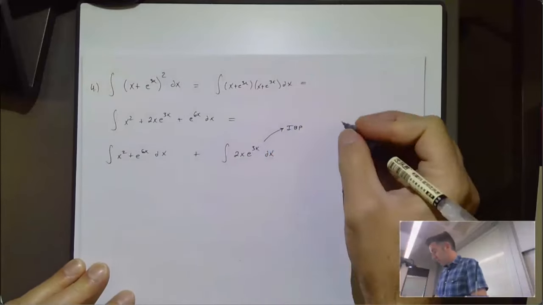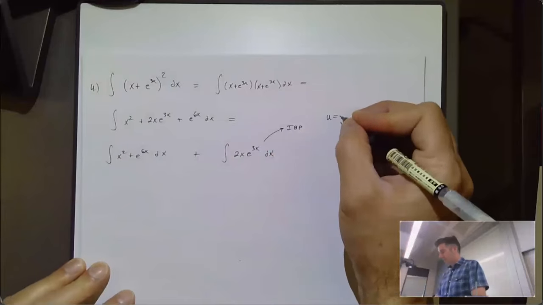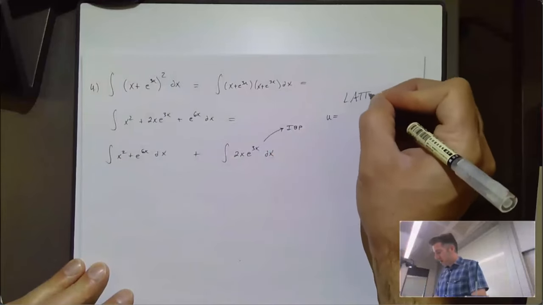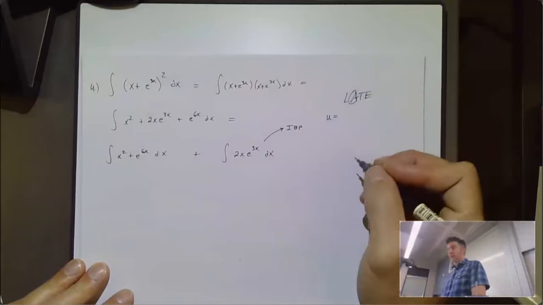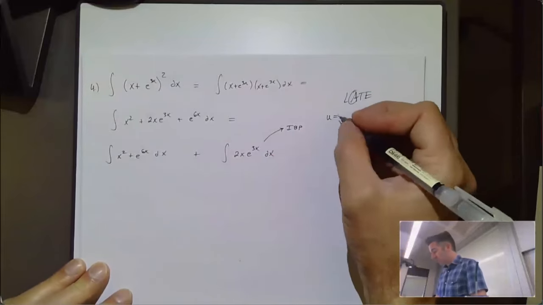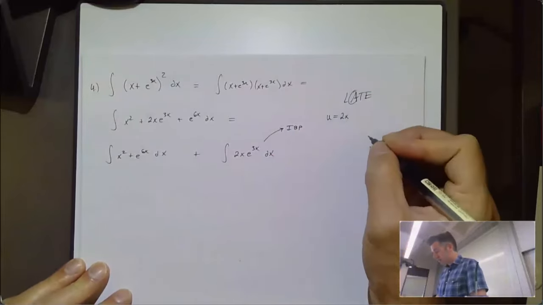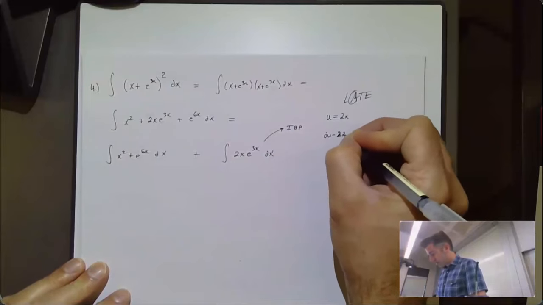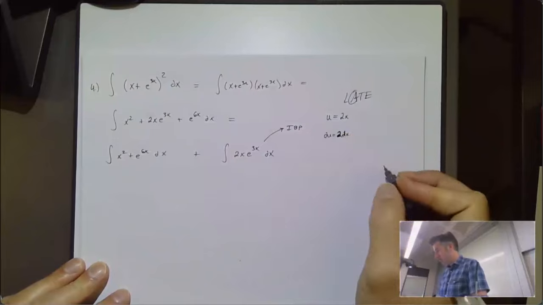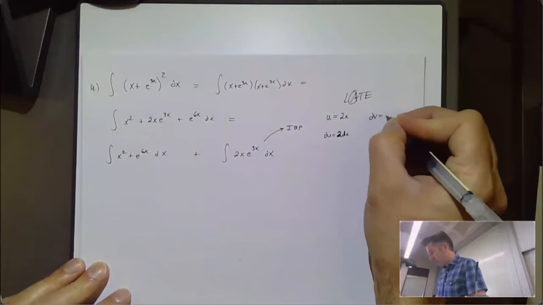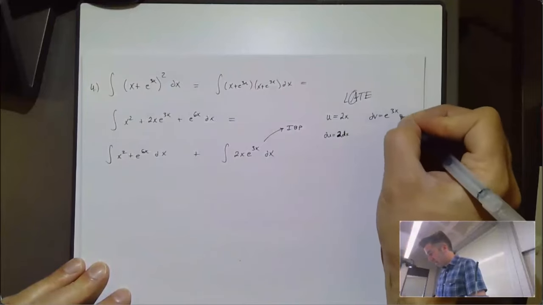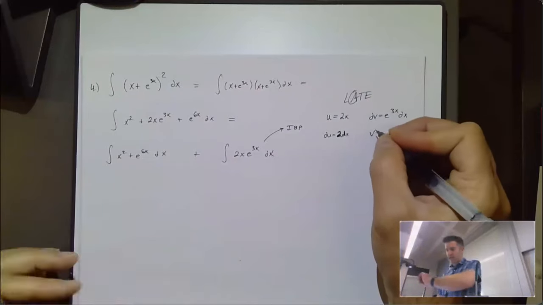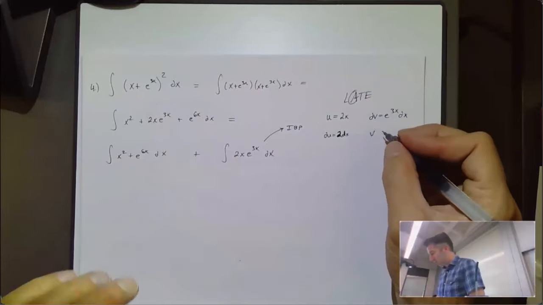So let's see. I'm going to let u equal, let's see, LATE. I don't have a log, so I'm going to let u equal the algebraic, or any power of x. So I'm going to let u equal 2x. My du is 2 dx. The 2, believe it or not. My dv is the rest. It's e to the 3x dx. And my v is the antiderivative of that, which is e to the 3x over 3.